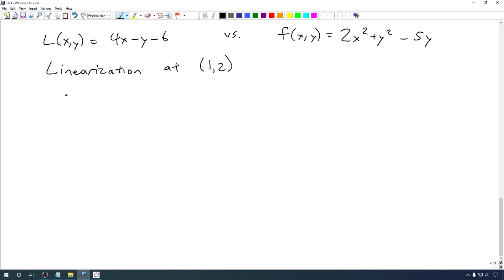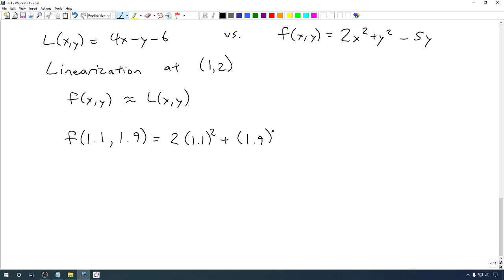But near the point 1, 2, our original function f of x,y is approximately equal to our linearization. And there's no better L of x,y that's a linear function that does this. And that allows us to do computations. If we're taking points that are close to 1, 2, we could use this to simplify our computations. If we say we want to know what is f of 1.1, comma 1.9, this is a point that's close to 1, 2. It's not too difficult to actually go ahead and plug these values into our original function if we want to.